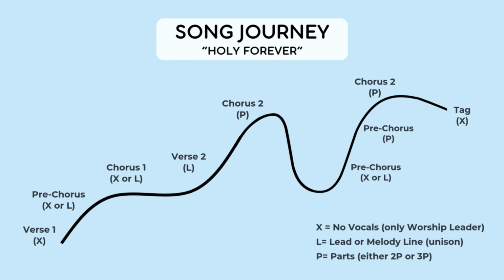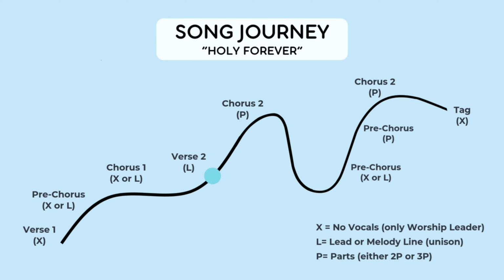So I want to give you a visual to show you what this could actually look like. Let's use Holy Forever as an example. Verse 1 is usually down with the worship leader singing with no other vocals. Then as the band lifts to the pre-chorus, you can either keep the worship leader singing without any other vocals, or you can add vocals all together in unison. Then as the band drops out on chorus 1, you can have the worship leader singing by themselves, or keep vocals in lightly on a unison.